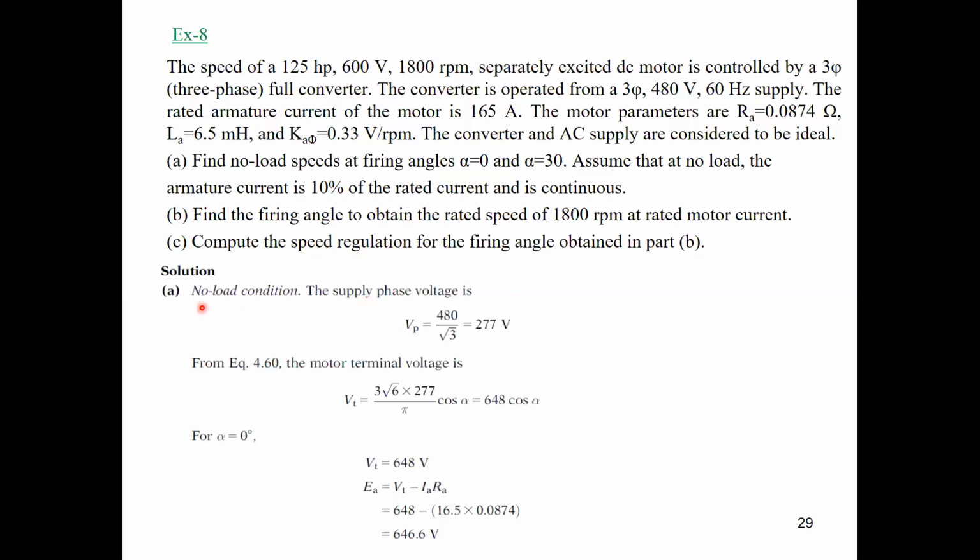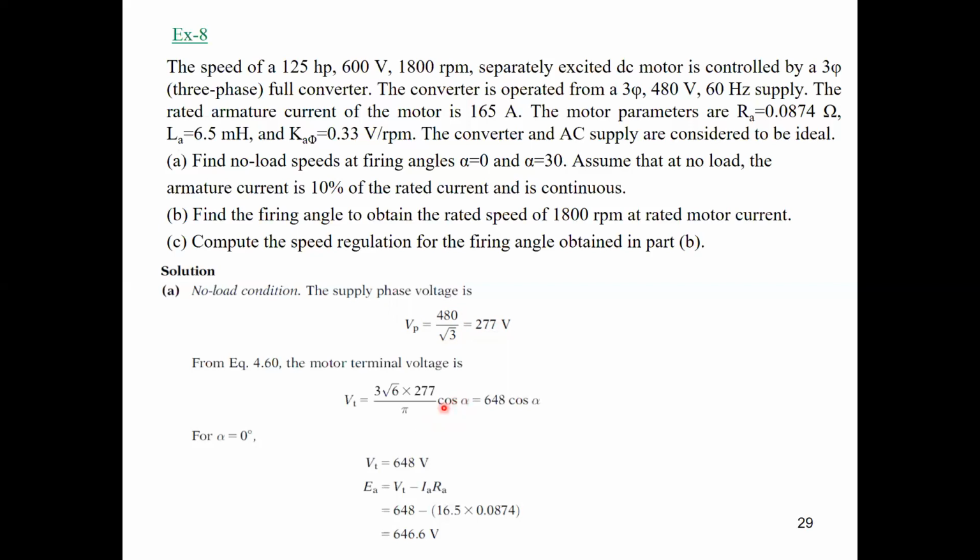So simply, for no load condition, the supply voltage is the phase voltage of AC, so 480 divided by square root of 3. This is the phase voltage RMS value, 277 volt. And now we can substitute in the equation to get the output voltage of the rectifier based on the value of firing angle.